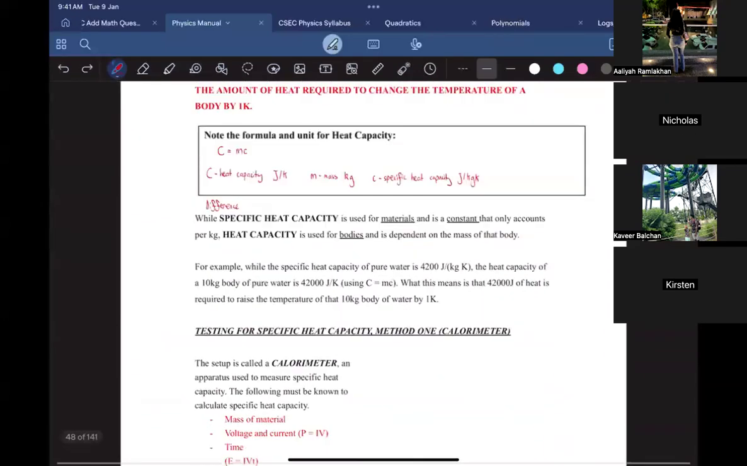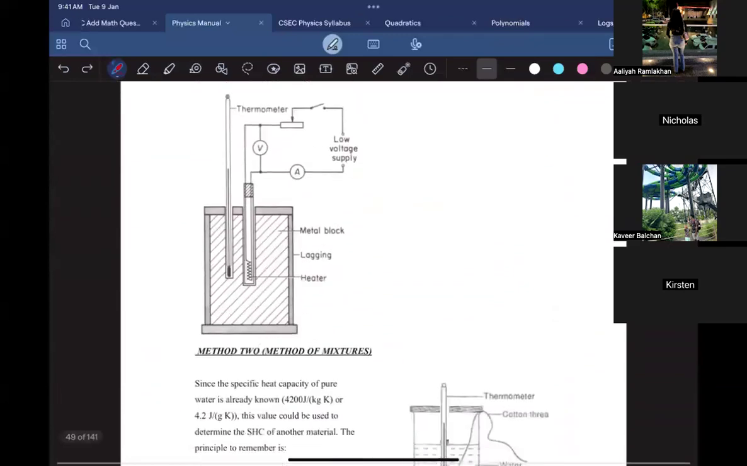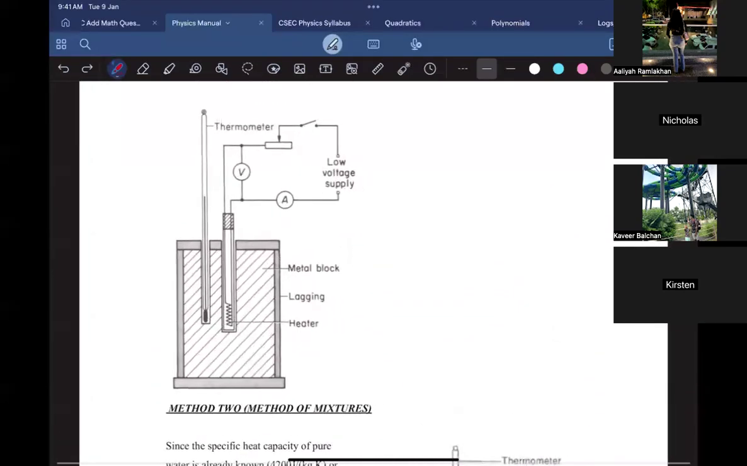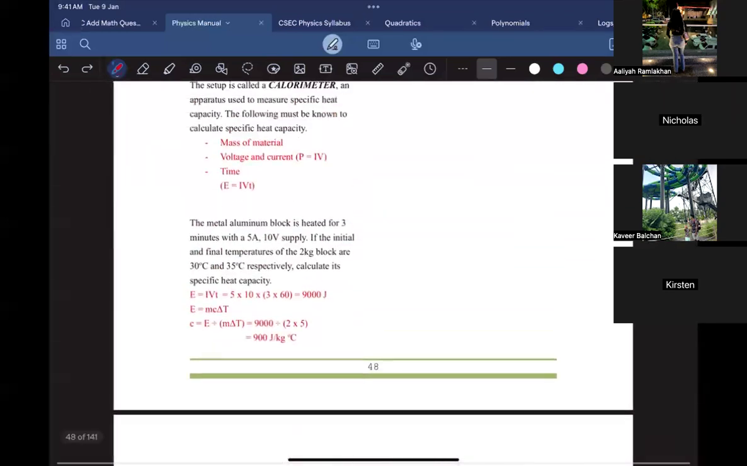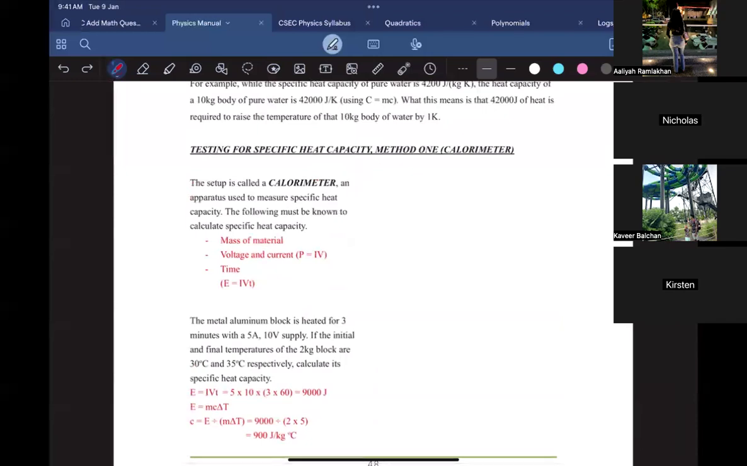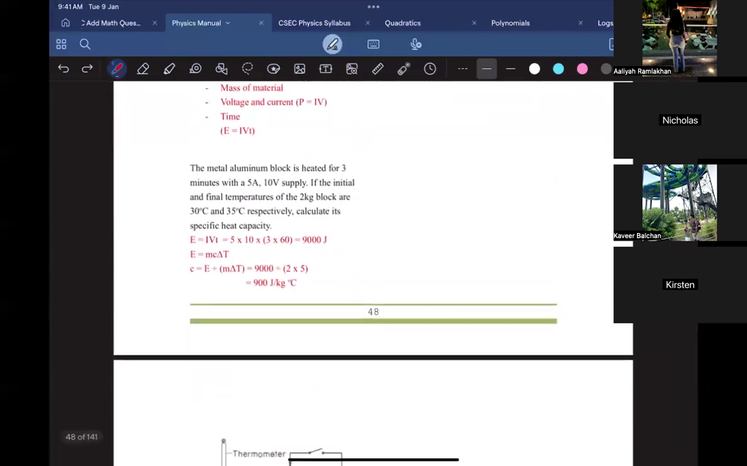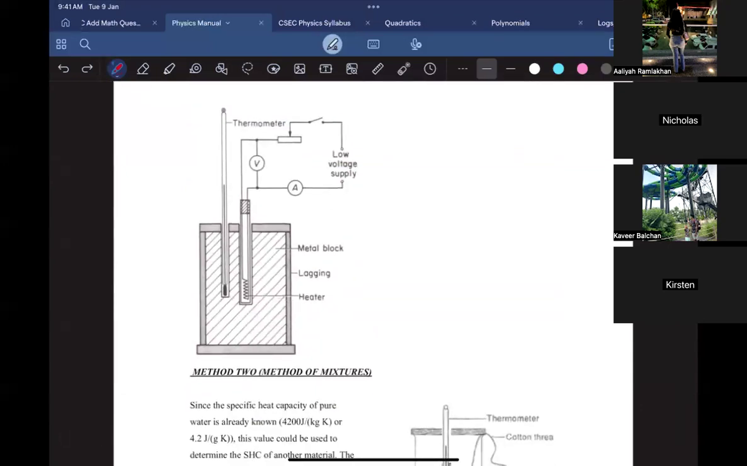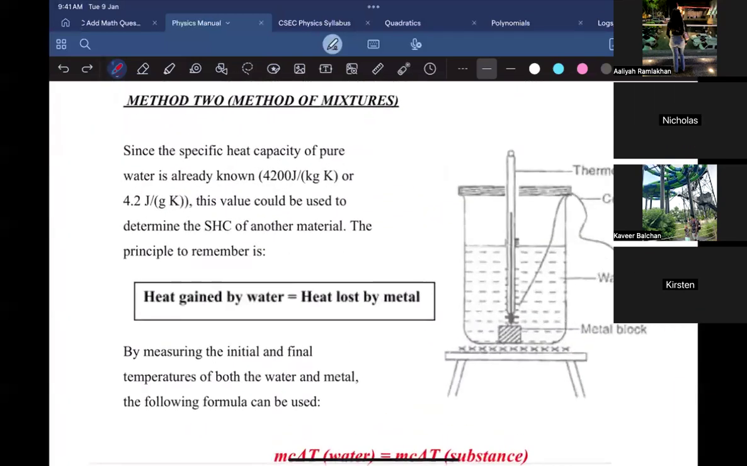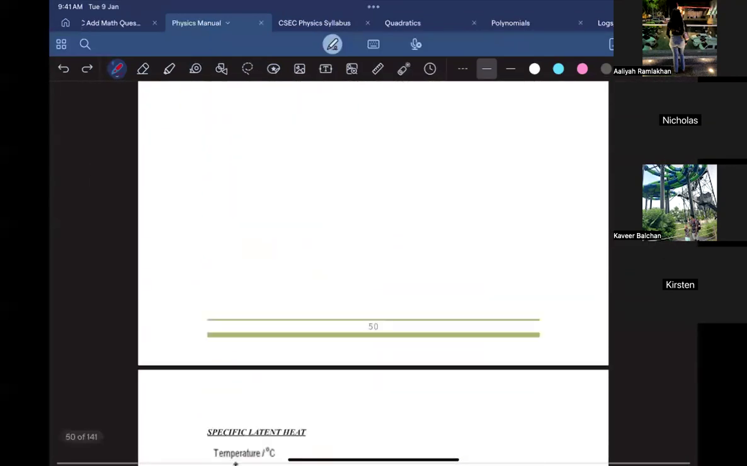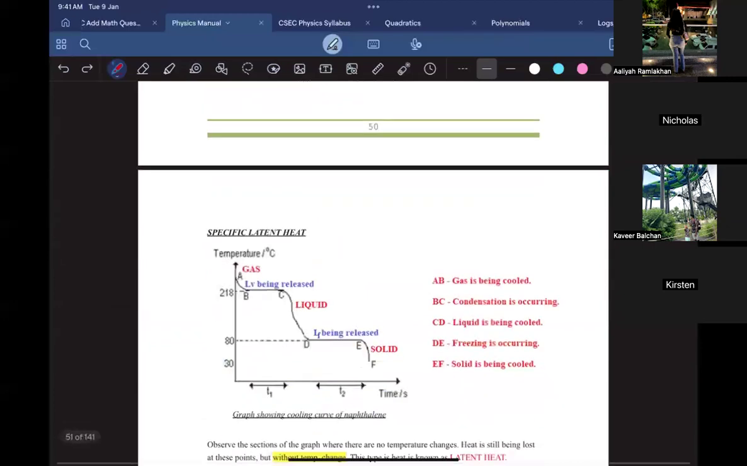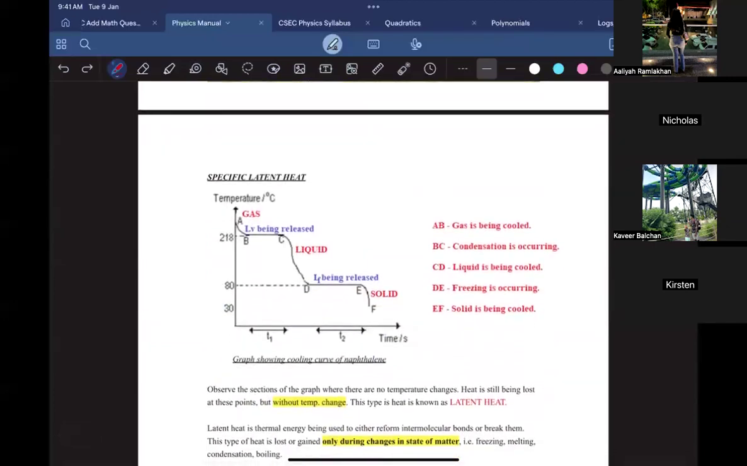But do you know about this experiment? Yeah, I saw that before in my physics book. This is testing for specific heat capacity using a calorimeter. I remember seeing it, but we never really went into depth with it. And this one over here is by the method of mixtures.